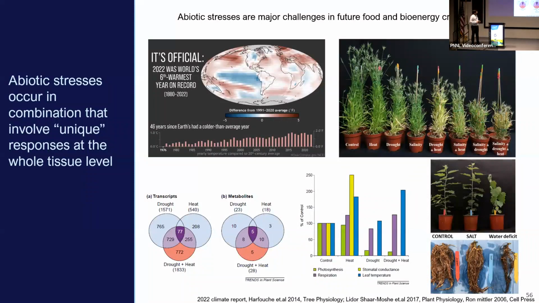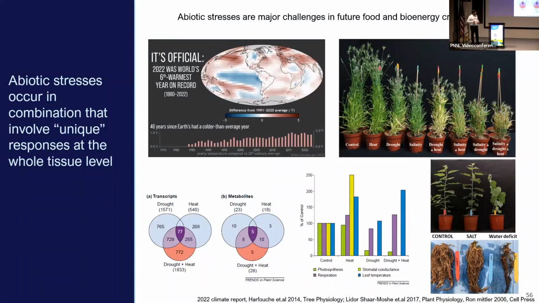When stress combinations happen, as you can see, it has an additive negative effect on plant growth and development. In combination stress, the plants are severely dwarfed compared to single stress conditions, which shows the severity of the stress. Not only the model plant, but when you go to the tree model, which is Poplar, it is mainly grown for its biomass. The biomass is severely reduced under abiotic stress conditions.